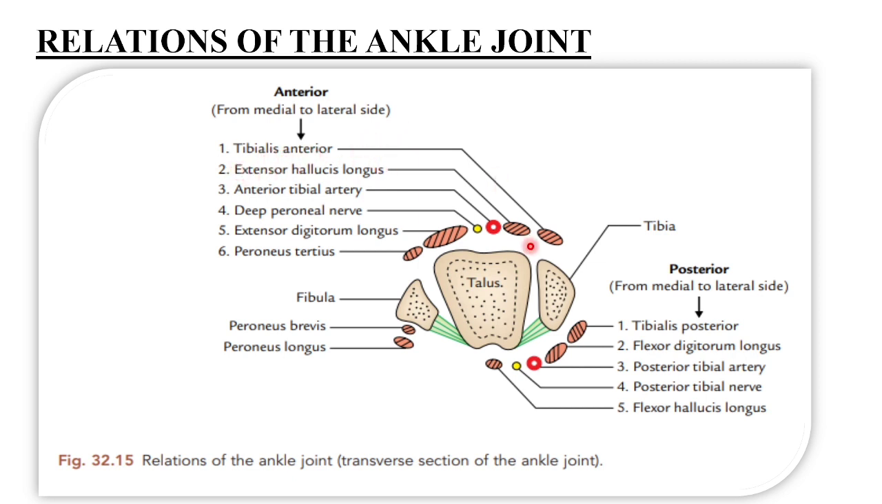So that includes your tibialis from medial to lateral. It includes your tibialis anterior muscle, extensor hallucis longus muscle, anterior tibial artery, deep peroneal nerve, extensor digitorum longus muscle, and the peroneus tertius. So anteriorly, it is surrounded by four muscles and your anterior tibial artery and your deep peroneal nerve. And posteriorly, from medial to lateral side, it is surrounded by your tibialis posterior muscle, flexor digitorum longus, posterior tibial artery, posterior tibial nerve, flexor hallucis longus.